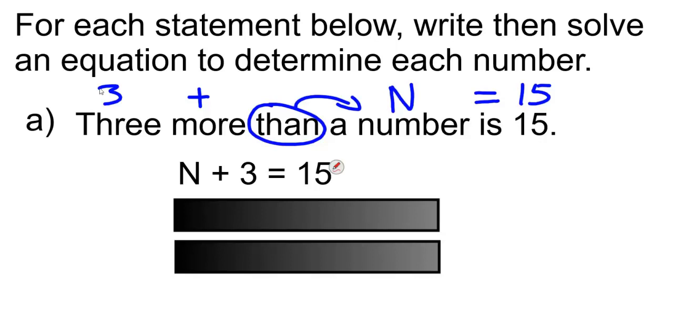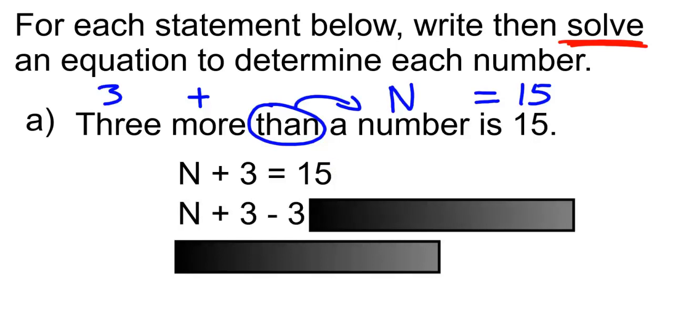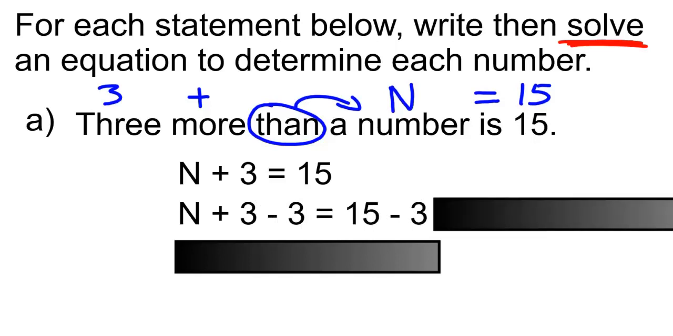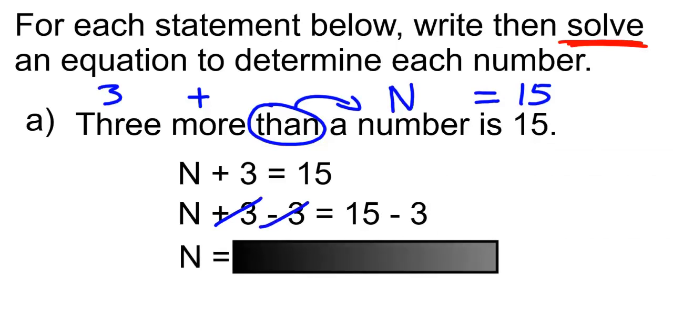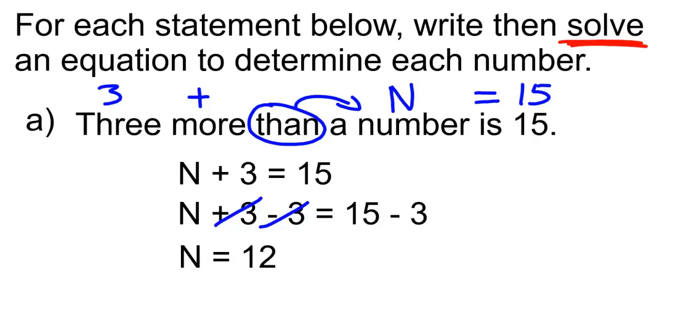The next thing you have to do is to solve the equation. Solve the equation by isolating the variable by itself. So to remove the plus 3 from the left-hand side, you have to subtract the left-hand side by 3. If you subtract the left-hand side by 3, you have to subtract the right-hand side by 3 as well. Plus 3 and minus 3 will cancel, leaving you with n. And 15 minus 3 is 12. Therefore, n is equal to 12.